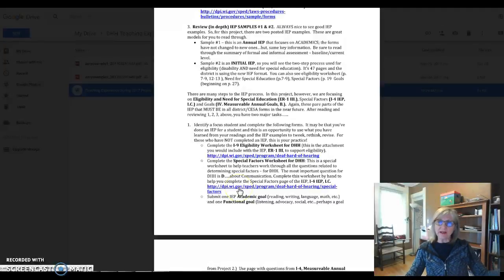So this links to a worksheet that was created specifically for DHH. The first questions, A, B, and C, are not very related to deaf and hard of hearing, but part D is. I'd like you to print that out and complete it all the way through. Generally you're going to say no, no, no, no, and then on D, you'll have to think about what are the communication special factors for your student. If you complete that part, that will help you with this part of the IEP, which is the special factors part.